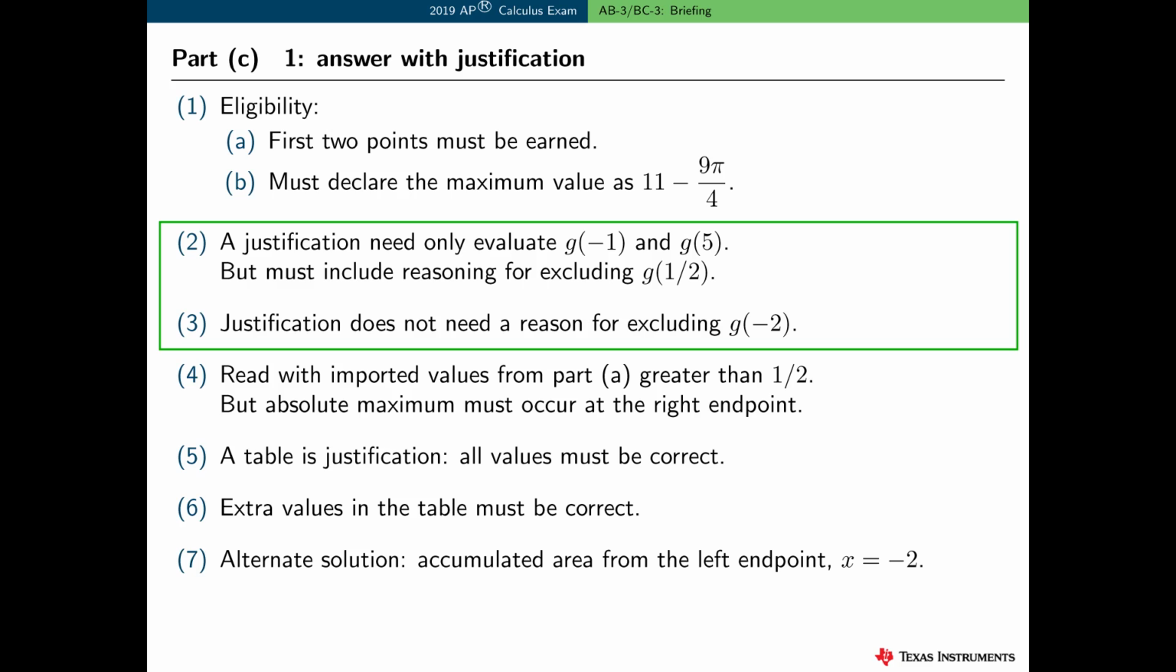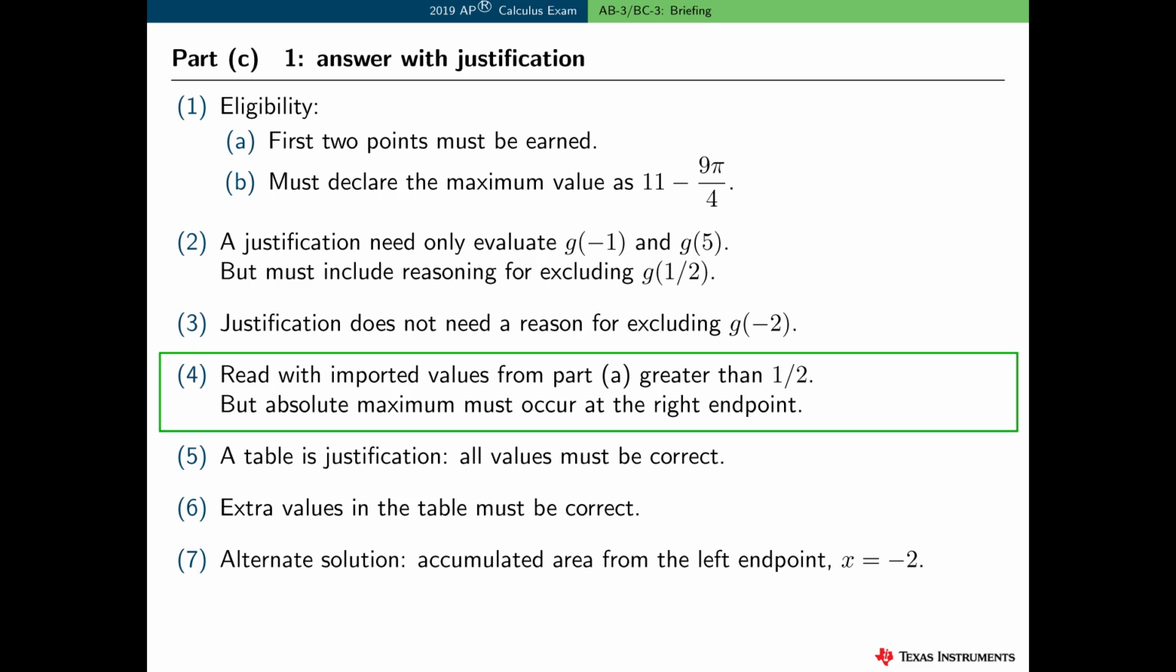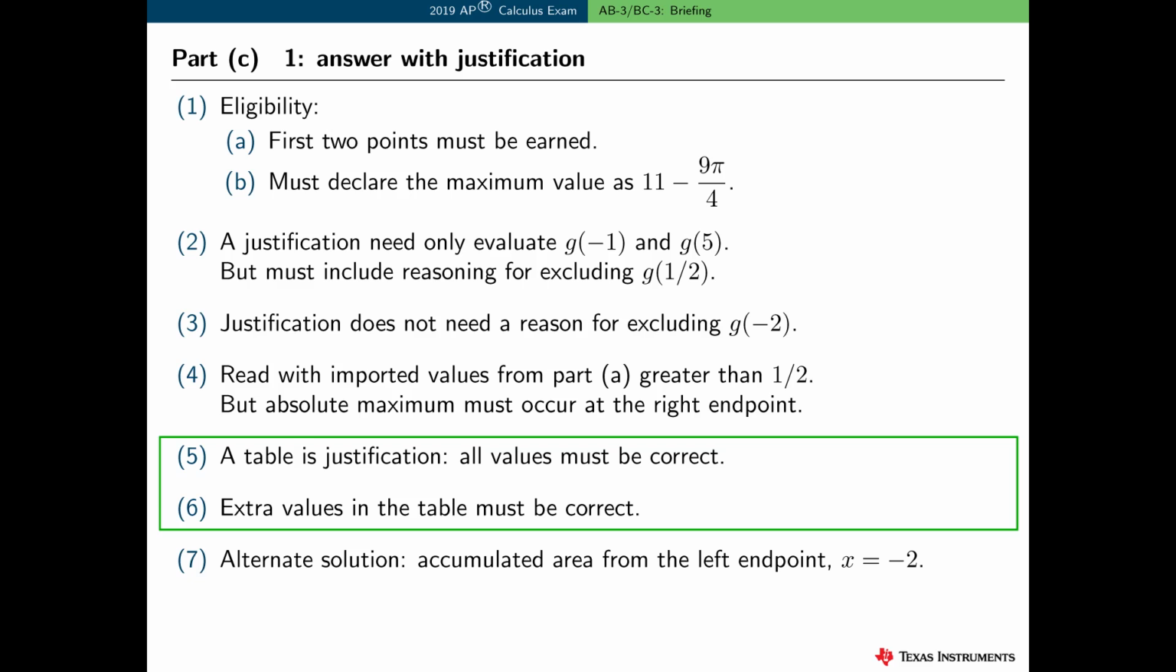It's pretty easy to see that this value is 0. Now remember that students calculated g of 5 in Part A. So we will read with imported values that are greater than a half. And just for emphasis, the table, as presented in the scoring guidelines, is the justification. But all values presented by the student must be correct. And any extra values must also be correct in order to earn the third point.